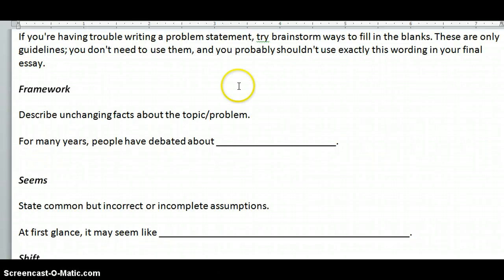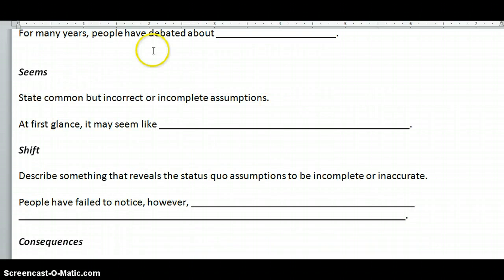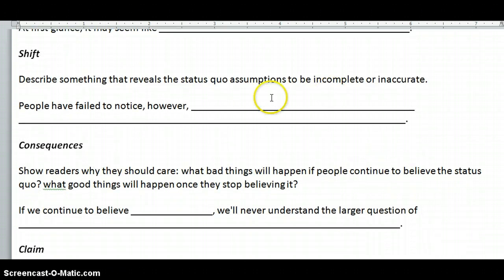So this is just a way to think about framework, the unchanging facts about the topic or problem. And if you're doing an issue, or even with this paper, you can start it with this sentence starter. Okay. And then the common or current situation, status quo. These would be an assumption which you don't necessarily agree with, which you're going to counter. At first glance, it may seem like such and such, and then we go into the shift. Maybe people have failed to notice, however, that just the opposite is true, or that there's another way to look at the issue or idea or topic.